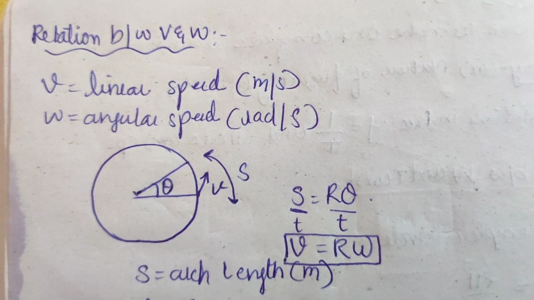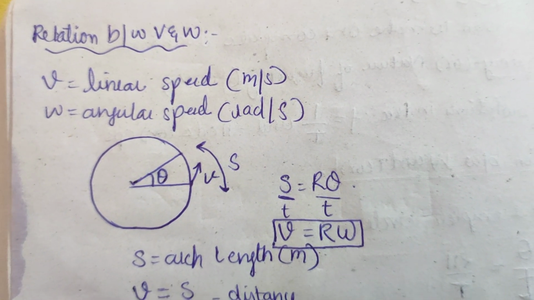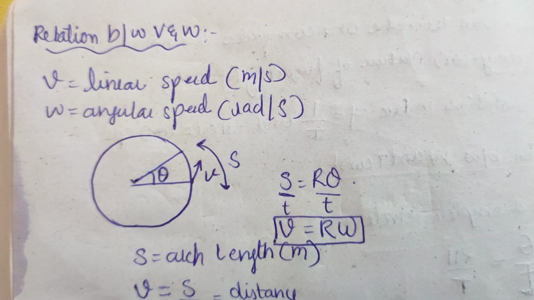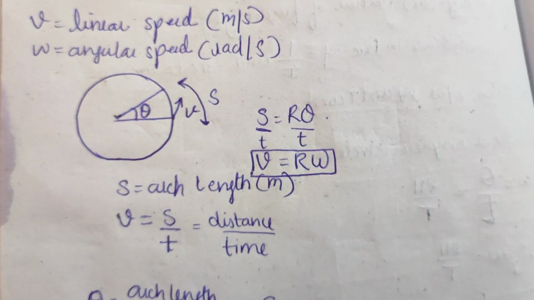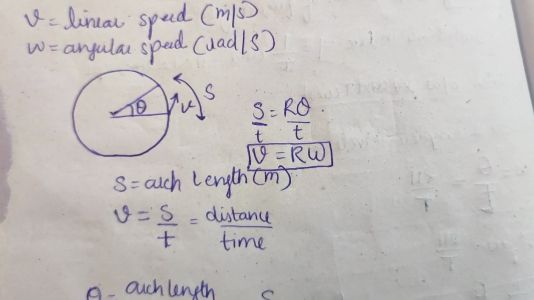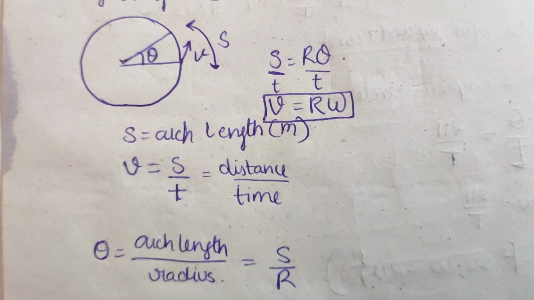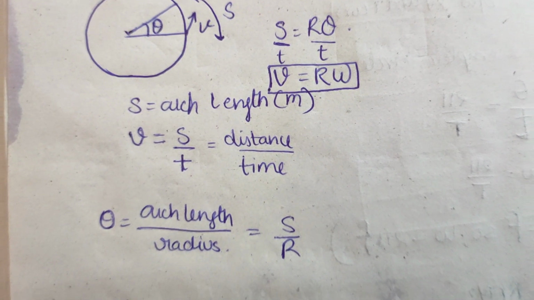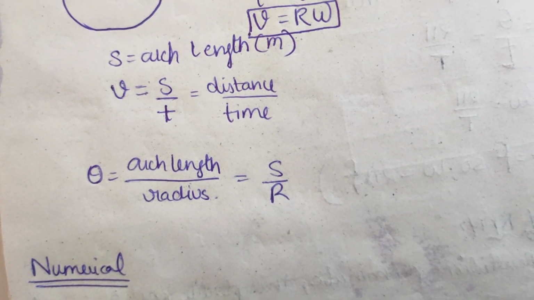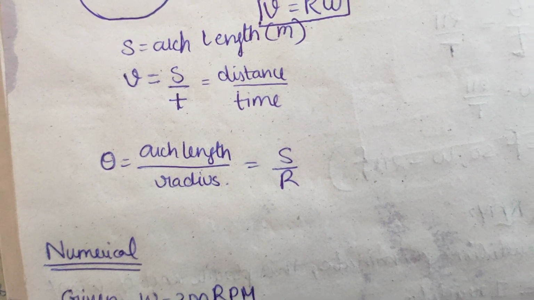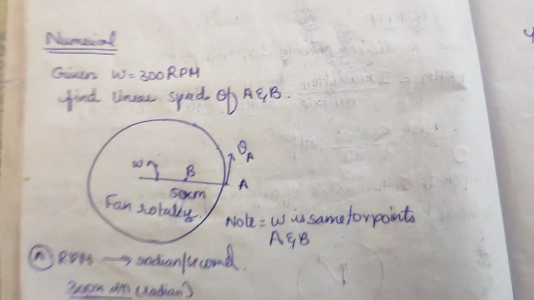Relationship between v and omega. v equal to linear speed, meter per second, omega equal to angular speed, radian per second. Here s by t equal to r theta by t, so v equal to r omega. So s equal to arc length in meters, v equal to s by t, that is distance by time. Therefore theta equal to arc length by radius, s by r. Now here you can see one numerical.